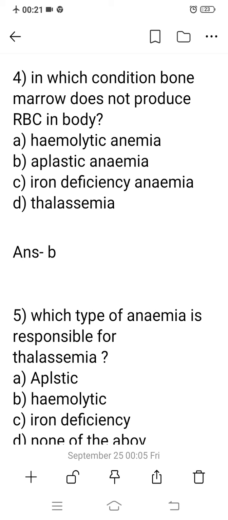In this type of anemia, there is suppression of the bone marrow in our body by chemicals or toxic materials. As a result, the bone marrow does not produce any types of blood cells in our body. Option number C, iron deficiency anemia. In this type of anemia, iron levels are low in our body, so that is called iron deficiency anemia.